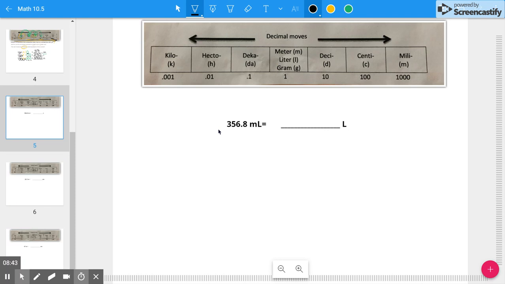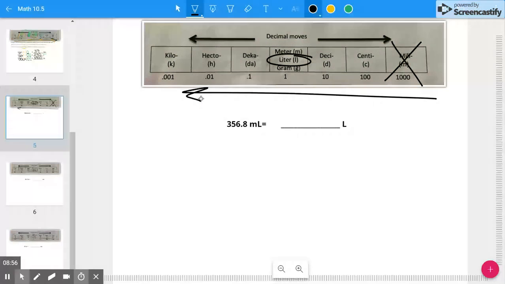356.8 milliliters to liters. So I'm going to find milliliters on here. So I'm going to look for that little m. Here it is. And I want to move to liters. So I want to move this way. That would be division. I'm moving from big to small. Small to big. Silly babies dancing. So I say 356 and 8/10 divided by, silly babies dancing, divided by.